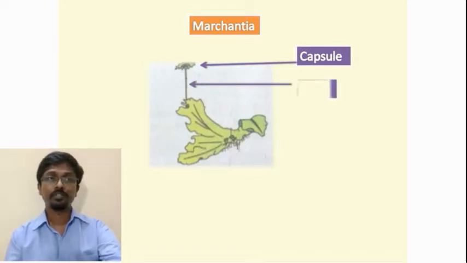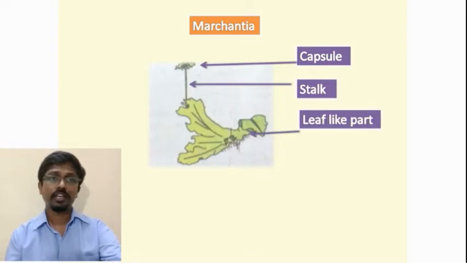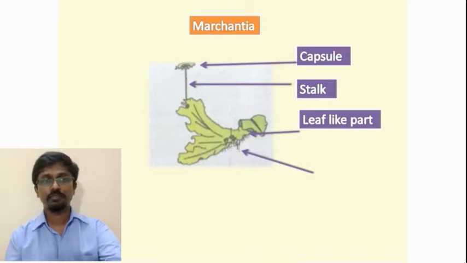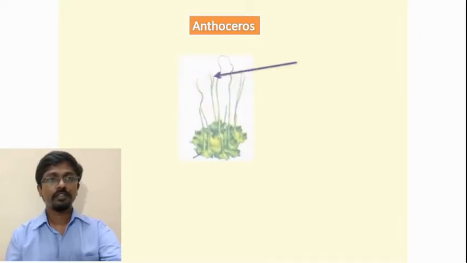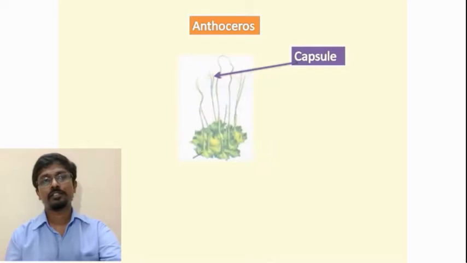This also has a capsule which looks like a flower, and then it has a stalk. It also has leaf-like parts, and you can see some root-like parts at the bottom. You can look into your textbook also if this is not very clear. That root-like part is called rhizoids. There's a third example, Anthoceros. You can see the capsule on top of it. Then we also have leaf-like parts.